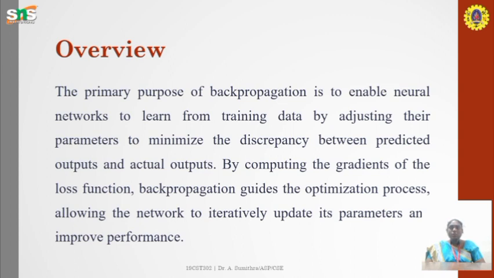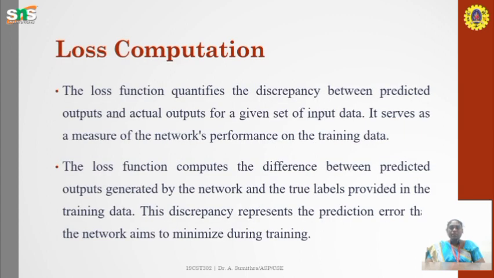The backward pass, where the error is propagated backward through the network, and weight updates, where the gradient of the loss function with respect to the weights is used to adjust the network's parameters. The loss computation is where the loss function quantifies the discrepancy between the predicted output and the actual label. Common loss functions include mean squared error for regression tasks and cross entropy loss for classification tasks. The loss is computed by comparing the network's prediction with the ground truth label, providing a measure of how well the network is performing on the training data.